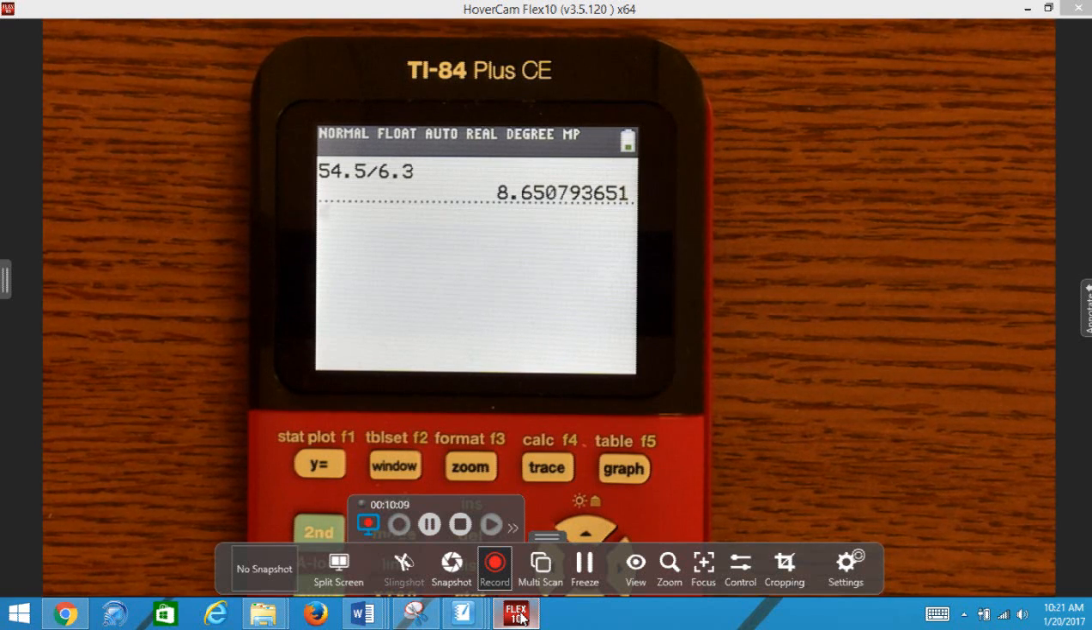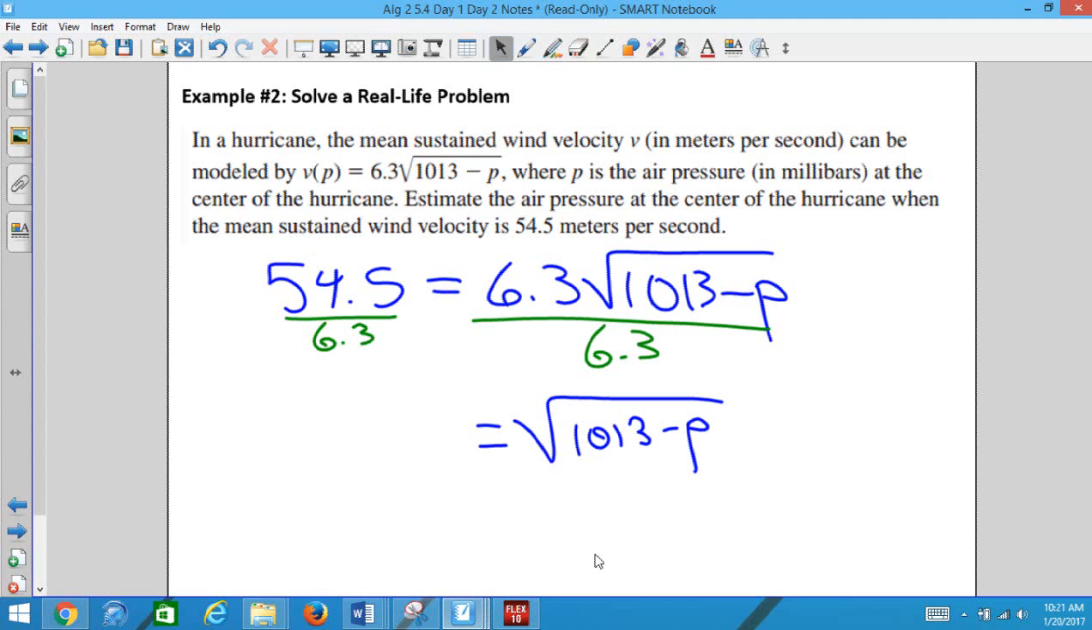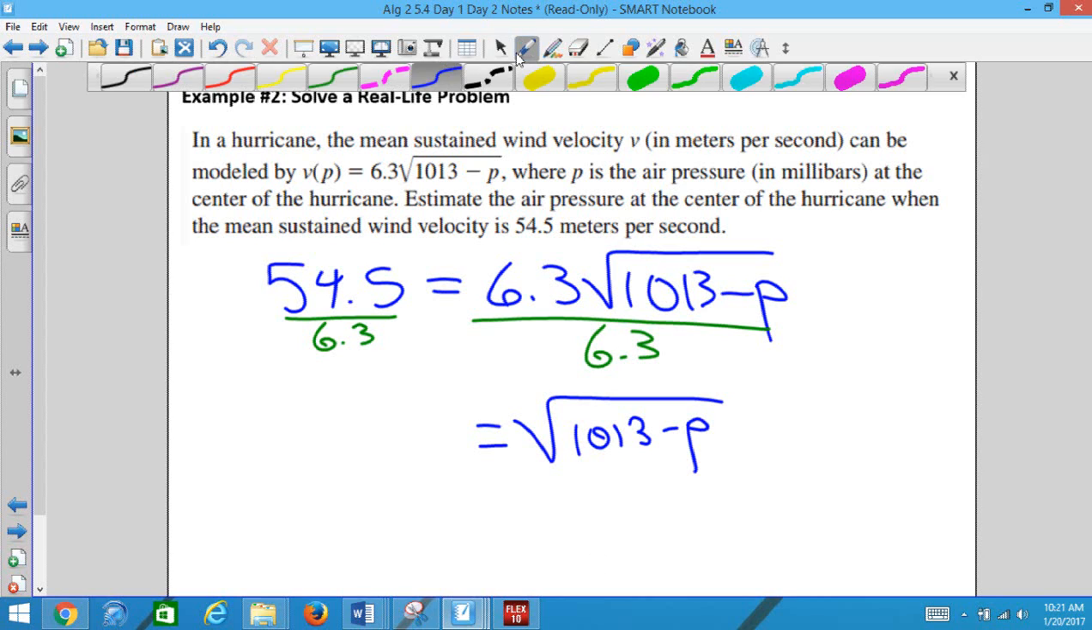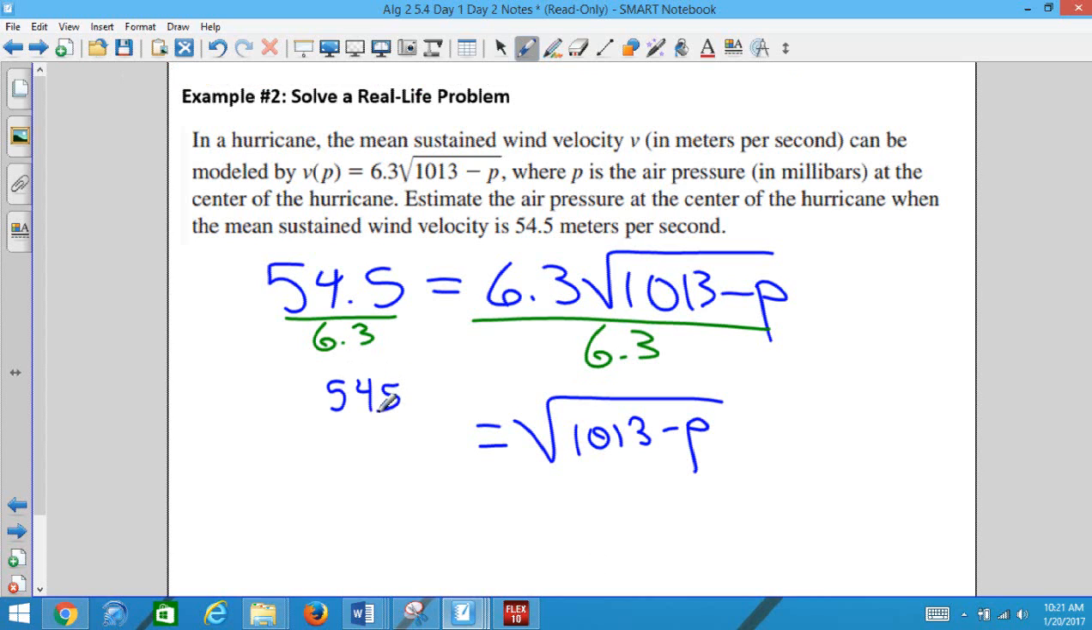So if you want to write it on your paper, it'd be a lot easier to write it in fraction form. So on your calculator, let's go math, enter, enter. That is the exact answer: 545 divided by 63. It is a fraction. It is okay that it is a fraction. It's not our final answer anyway.